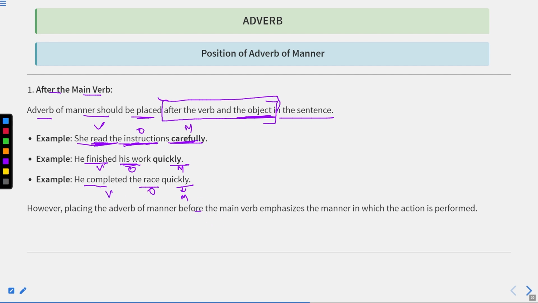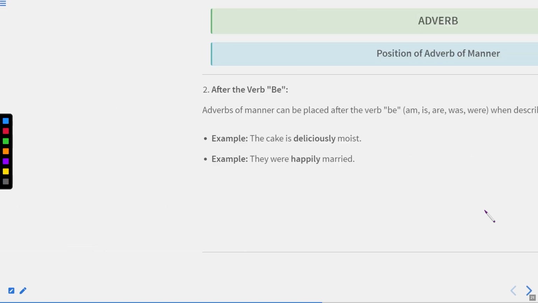However, placing the adverb of manner before the main verb emphasizes the manner in which the action is performed. Many times in speaking, we use this adverb of manner before the main verb just to emphasize that action. For example, he quickly finished his work. It means this quickly is emphasizing the word finished. She carefully read the instructions. Carefully here emphasizes the word read. However, grammatically, it is only correct that manner should come at the end of the sentence, after the verb and the object. Now let us move to the next one.